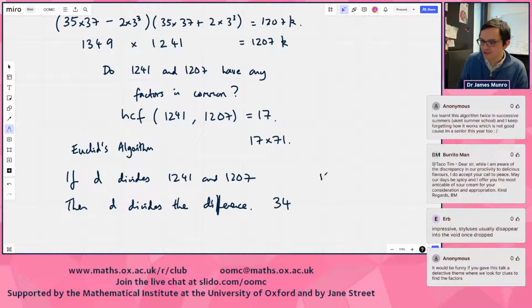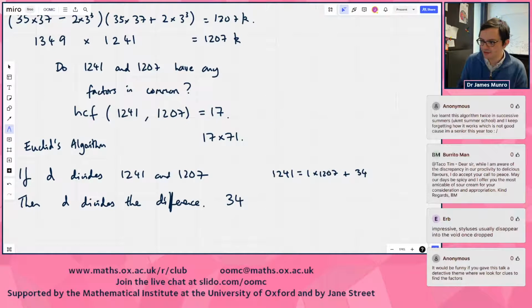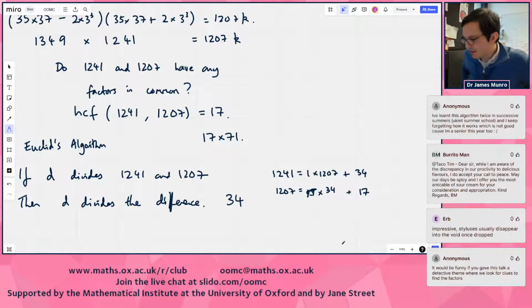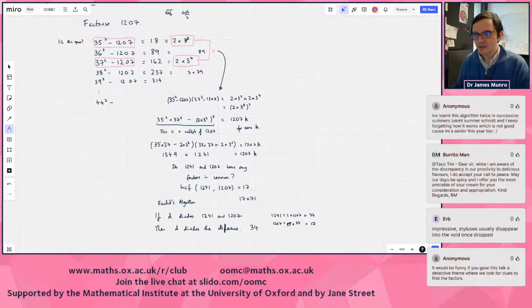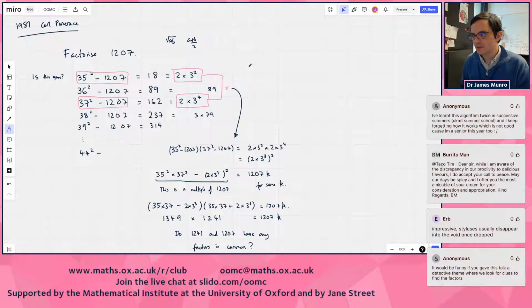Something you might write is that 1241 is one lot of 1207 plus this remainder of 34. And then you might say, well, now I'm looking at these two numbers, and I'm going to look at 1207, and that's some multiple of 34 plus a remainder of 17. This is me doing division in my head. It's very impressive, but my handwriting's so bad that you can't tell what I got. That wasn't convincing, was it? Okay. So this is called the quadratic sieve.